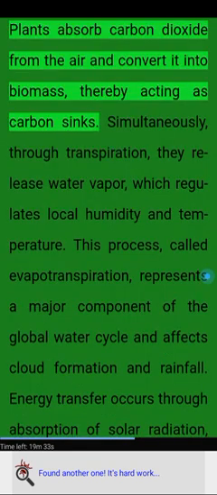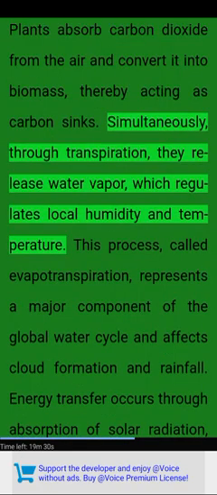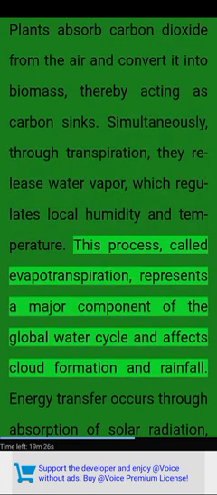Plants absorb carbon dioxide from the air and convert it into biomass, thereby acting as carbon sinks. Simultaneously, through transpiration, they release water vapor, which regulates local humidity and temperature. This process, called evapotranspiration, represents a major component of the global water cycle and affects cloud formation and rainfall.